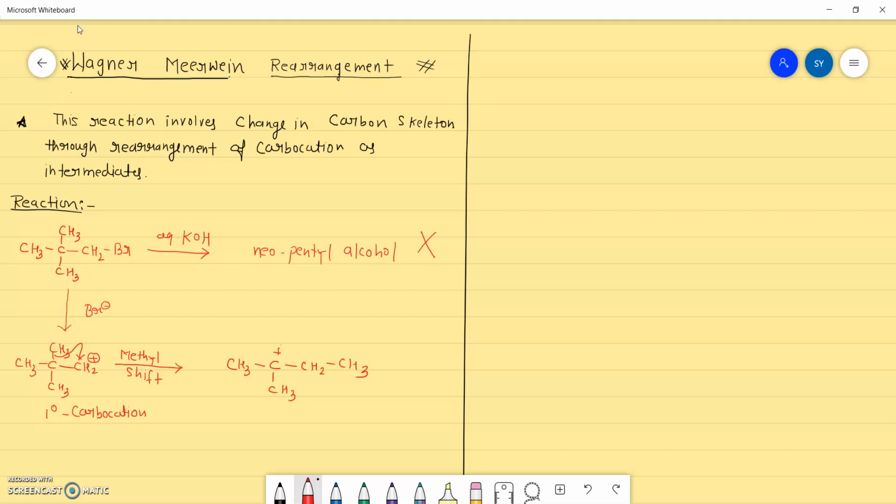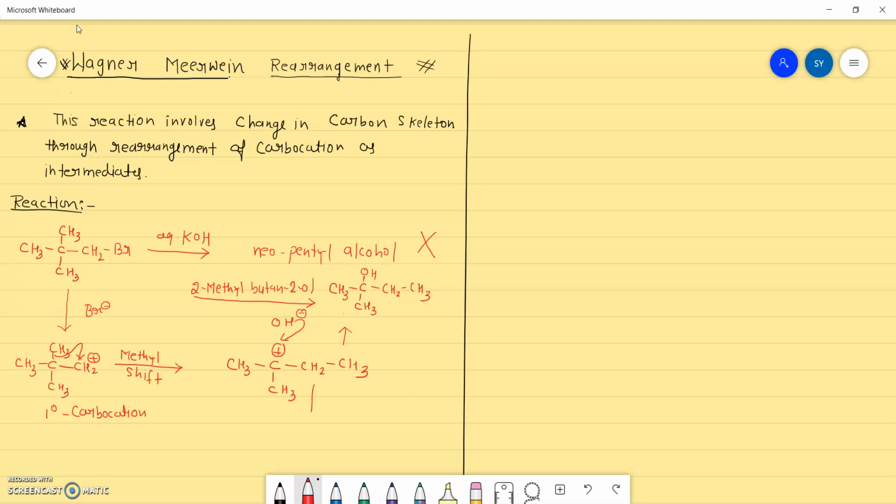So once you got a tertiary carbocation, now the OH minus can make an attack over this carbon, and we can have a product. The product is going to be CH3, CH3, CH2 CH3 OH. Are you getting 2-methyl butane-2-ol? So this is the product, 2-methyl butane-2-ol. So this is your product. Apart from this, we can have one more.